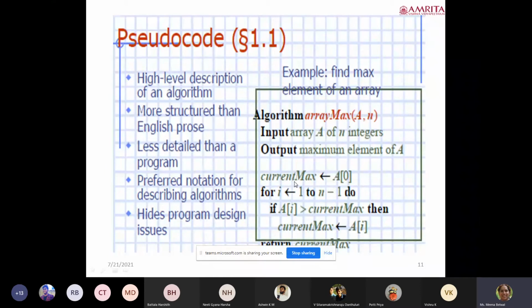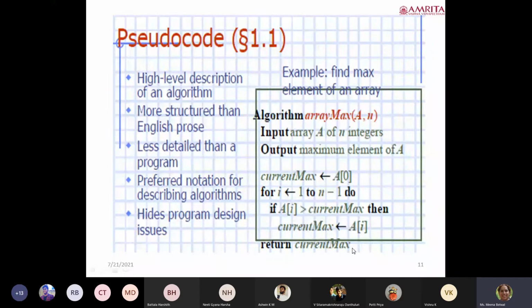We are saying that currentMax becomes A[0]. This left arrow sign indicates an assignment. For indicating the assignment, we are using this arrow. A[0] is assigned to currentMax. Then we check the rest of the elements, for i equal to 1 to n minus 1, because A[0] we have assigned to currentMax. From i equal to 1 to n minus 1, we check if A[i], that is A[1], is greater than currentMax. If that is the case, then currentMax becomes A[i]. And then finally, your algorithm returns currentMax.